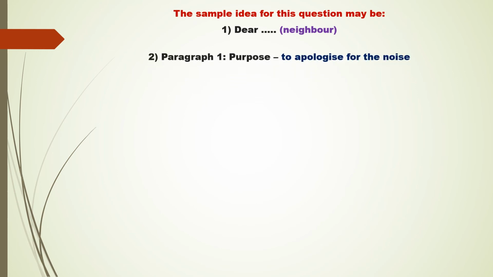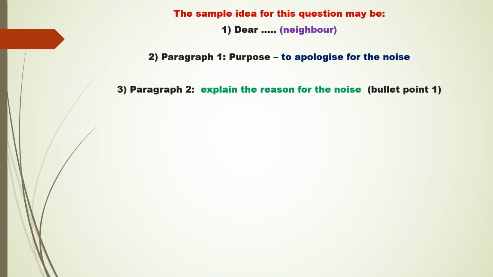After that, paragraph 1 is the purpose, to apologize for the noise. I am writing this letter with regards to the complaint that you gave. I am really apologetic for that. So construct that. Paragraph 2 will be the explanation, that is your bullet point 1. Explain the reason for the noise. You can say having the kitchen renewed. As you know, I am having the kitchen renewed, that makes too much noise or is too loud while constructing. Something like that.